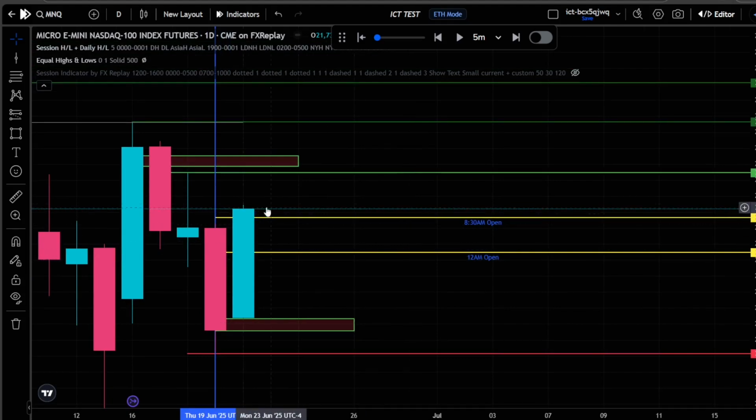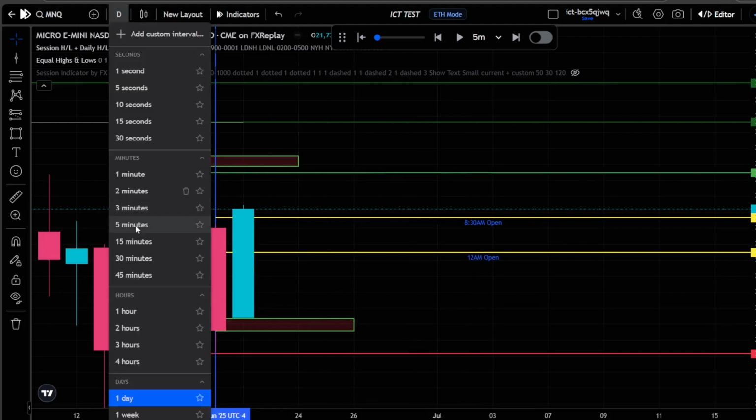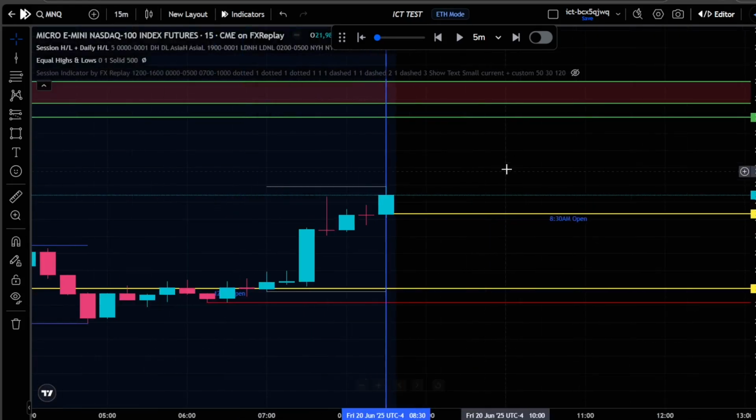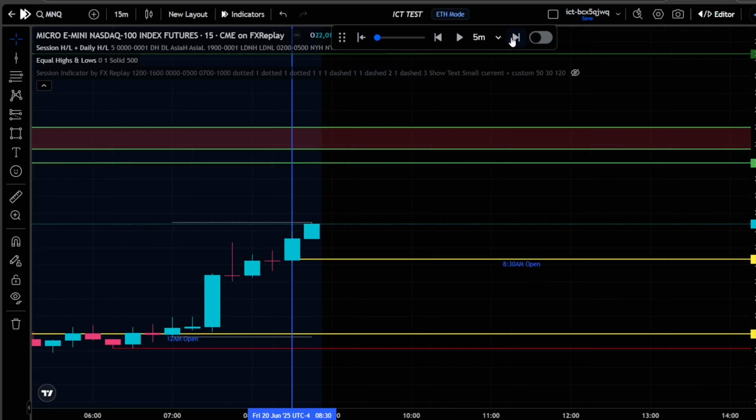The other thing is, if we are above 8:30 and 12 a.m. open, you should be looking for shorts more often than not. And same thing, if we were below 8:30 and 12 a.m., then you should be looking for longs, because you want to buy in a discount and sell at a premium. So let's go to the 15-minute and wait for 9:30 a.m. open to see what happens in the market.